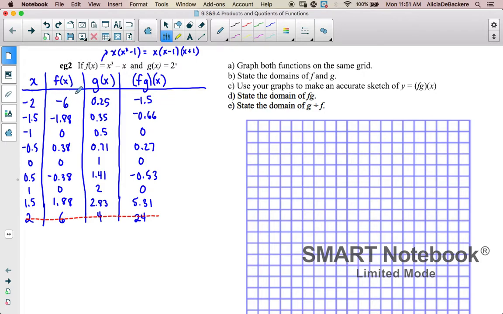So for my y scale, that tells me I want to be able to see down. If I'm not going to worry about this one, the smallest one I see is like -1.88. So I want to see down to -2. And the biggest one I see then is 5.3. So I want to see to 6. So somewhere between -2 and 6 for my y-axis. And then for my x-axis, I want to see from -2 to 1.5. So like -2 to 2, pretty much.